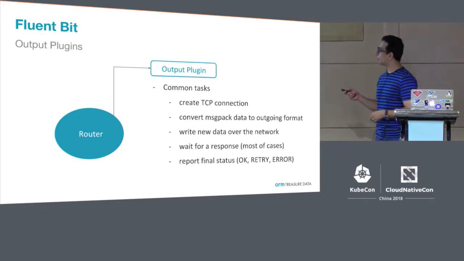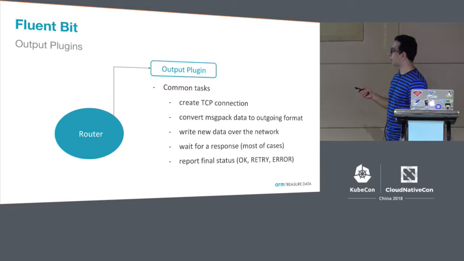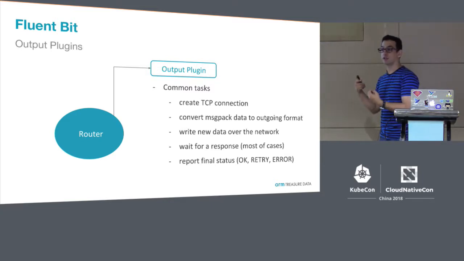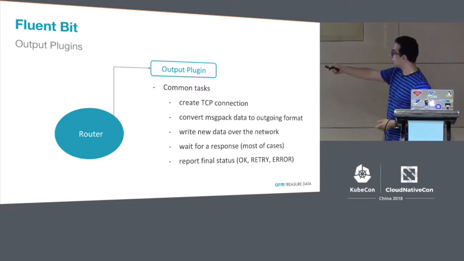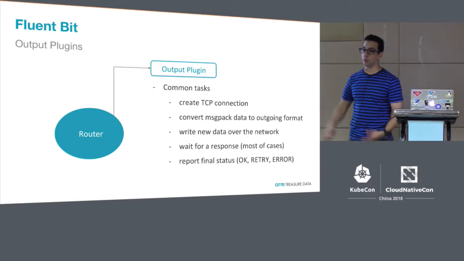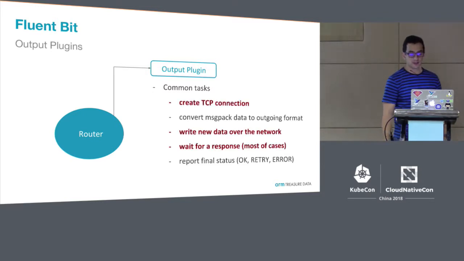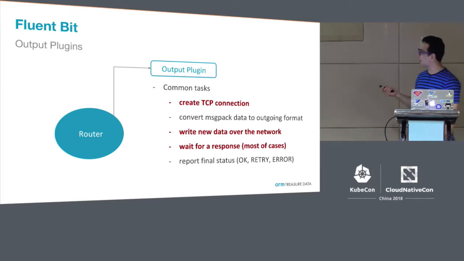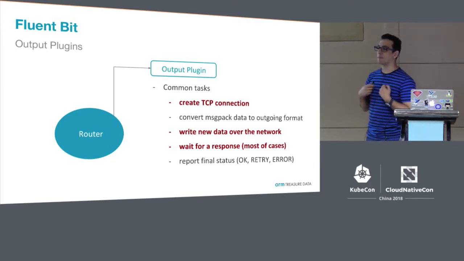So basically an output plugin creates a TCP connection, converts the internal MessagePack that we use to the outgoing format. Remember, for example, if Elasticsearch is using JSON format, I need to convert my own MessagePack that I just explained to the JSON format. Then write the data over the network. Then wait for a response, right? Because Elastic uses HTTP. And then report a final status: if it was okay, it failed, or whatever. So these three things that are in red right now are things that can block my program.